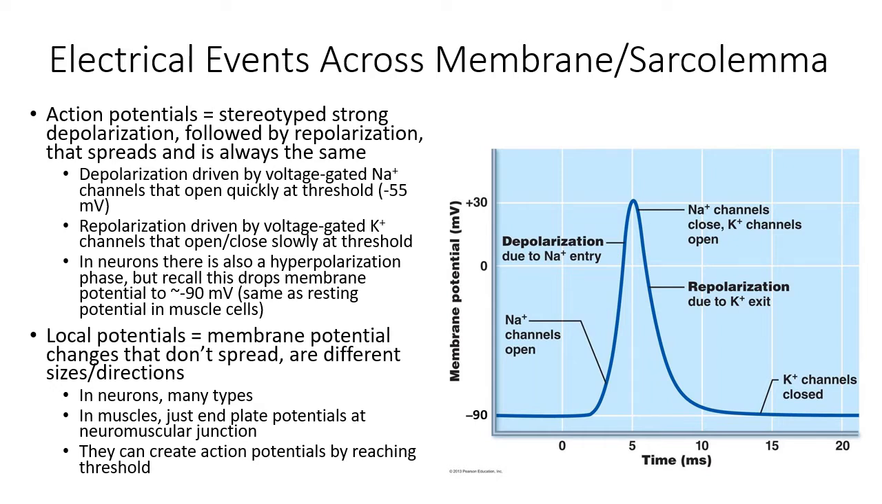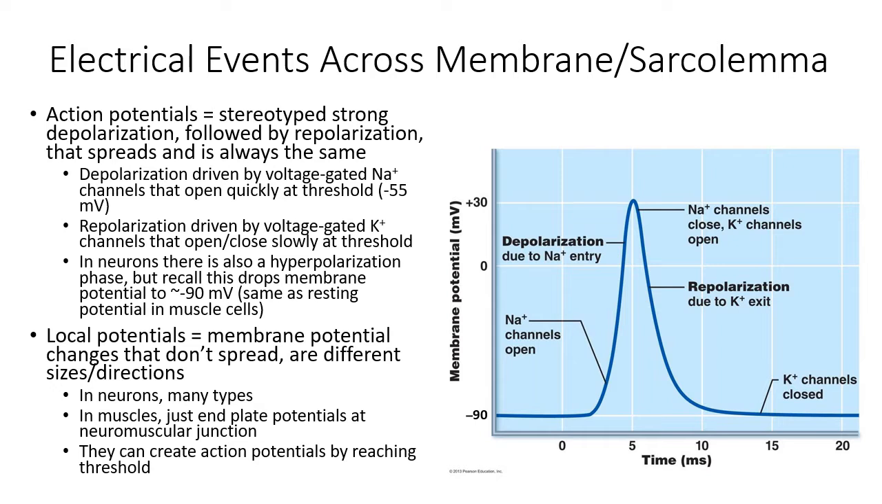Then once these potassium channels start closing, they're kind of slow to close. So they'll be open for a while after they've started to close, and the membrane potential will continue to drop as potassium continues to leave as long as those channels are open, which gives you the hyperpolarization phase.